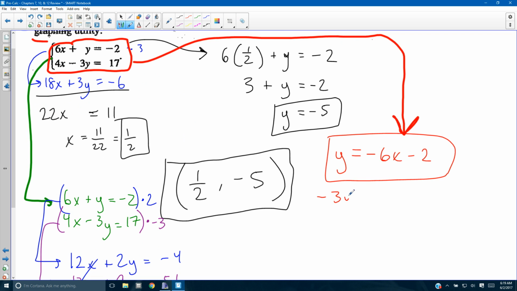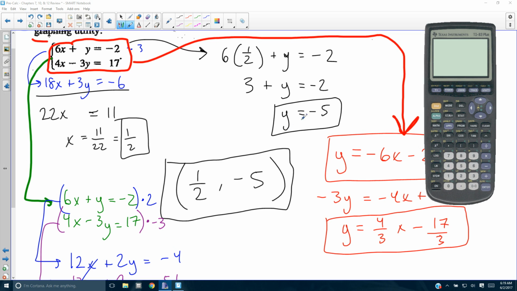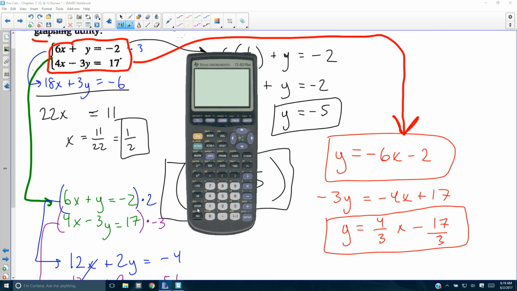You get negative 3y equals negative 4x plus 17, and y equals 4/3 x minus 17/3. You can see why this bottom equation probably is not a fun one to solve by graphing, given the slope and the y-intercept that we have there. The slope isn't bad because of the rise over run fashion of it, but not using it against a y-intercept such as that one.